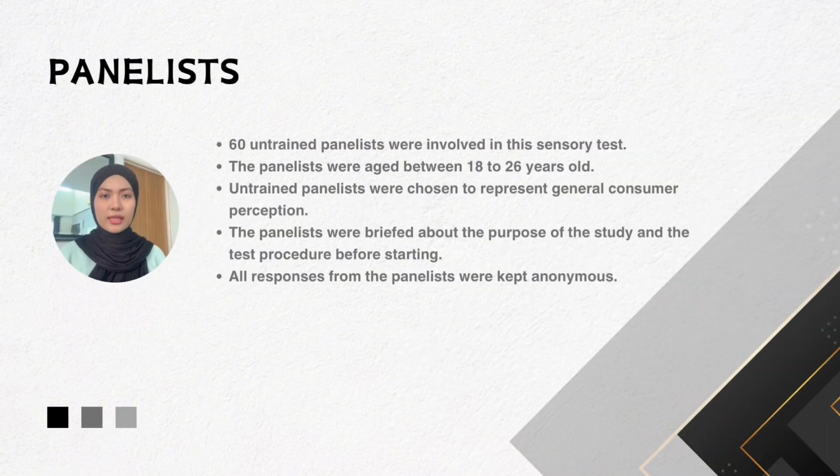For this sensory test, we involved 60 untrained panelists. All of them were aged between 18 to 26 years old, so they represent young adult consumers. We chose untrained panelists because our aim was to reflect general consumer perception and not expert judgment. Before the test started, all panelists were briefed on the purpose of the study and the testing procedure. Their responses were kept anonymous to avoid any bias.